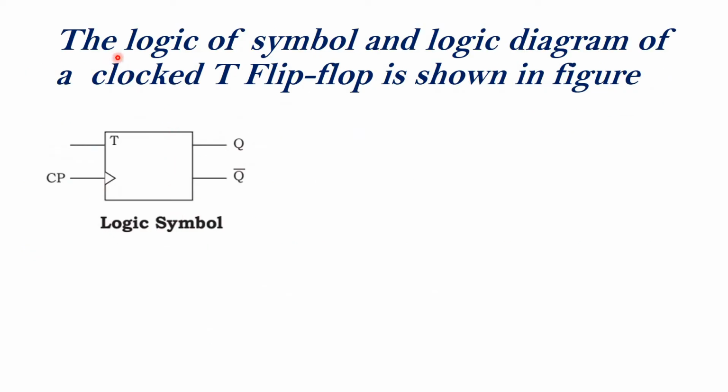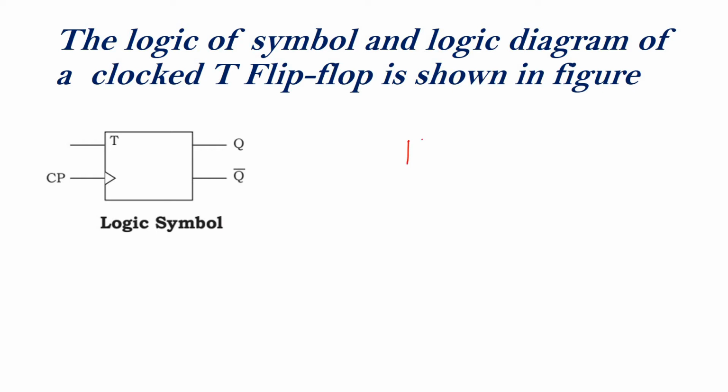Next, I am going to explain the logic symbol and the logic diagram for the clock T flip-flop. Okay, first of all, we are going to see the logic symbol. Only one input, that is T, clock pulse is given here, Q is the output and Q bar is the output. Next, I am going to explain the logic diagram for the T flip-flop.